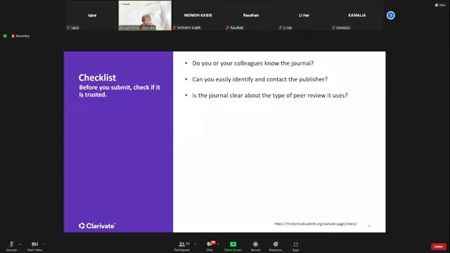So single blind peer review would mean that usually the authors' names will not be revealed, so the reviewers will not know who the author is, or you will not know who the peer reviewer is. Either one. Double blind would mean that neither the peer reviewer nor the author will know each other. Then open peer review would mean that both parties know who each other are.